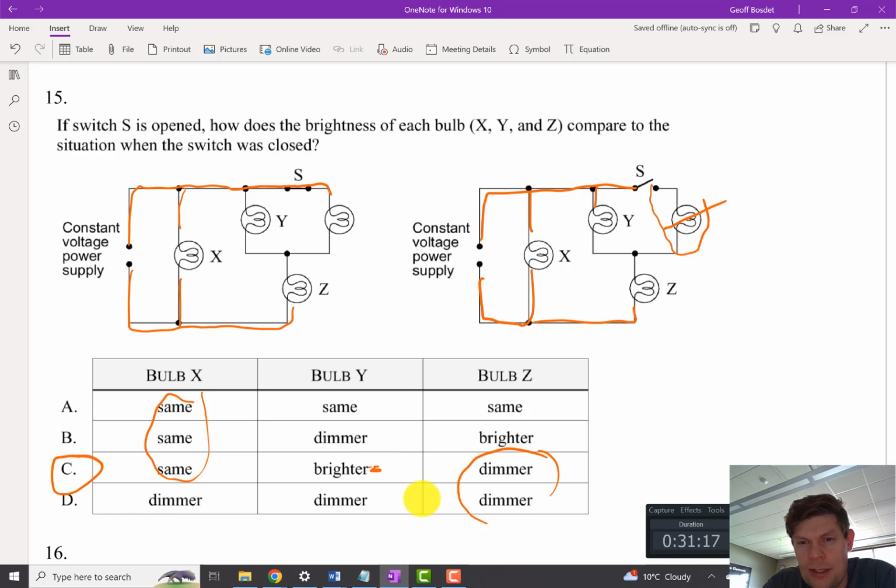You could also look at it as, hey, now this section is a bigger percent of the total resistance of this path, and so it'll have a bigger share of the voltage drop. So bigger voltage drop, bigger power, bigger current, bigger brightness for Y.